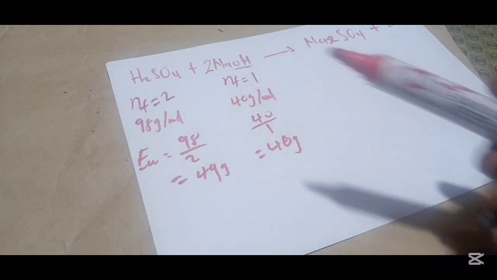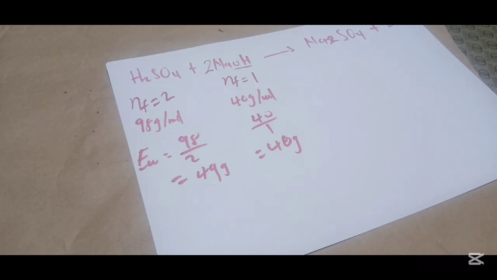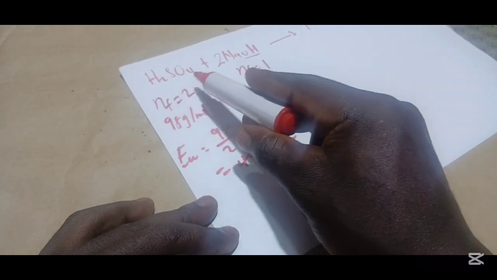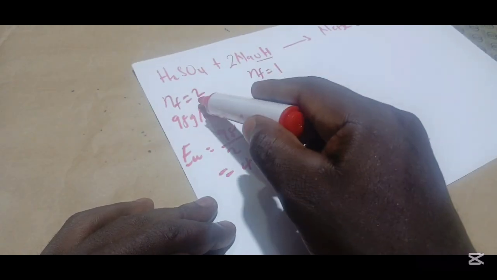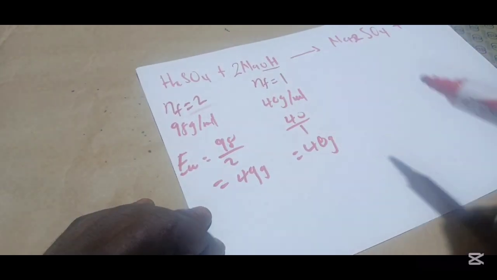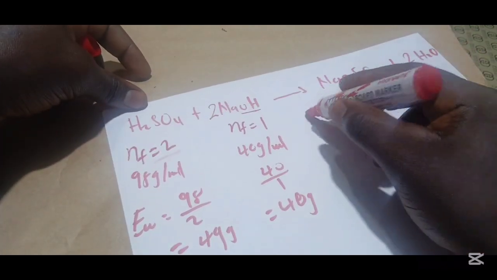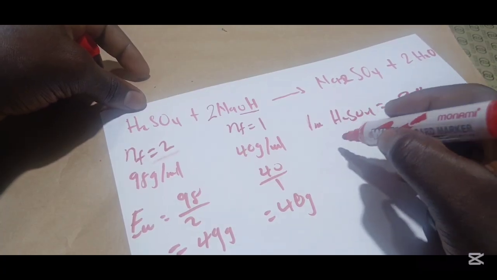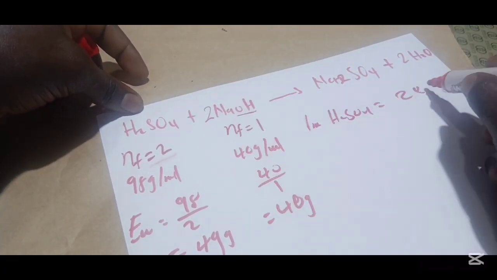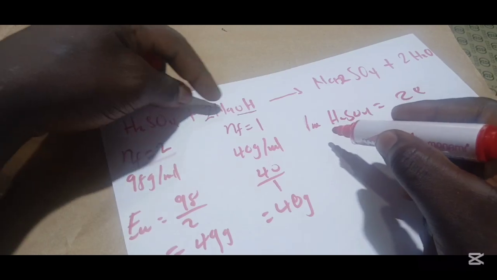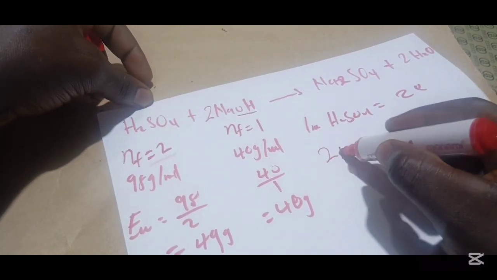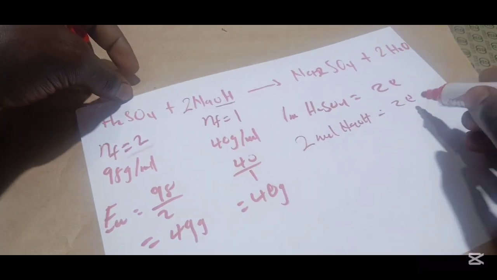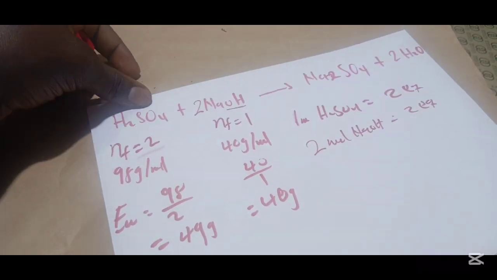But now we have 2 moles of sodium hydroxide here. So to make them equivalent, because we have 2 moles here, we know that a mole of H2SO4 is 2 equivalent. Let me write this down. A mole of H2SO4 equals 2 equivalent. And then how do we get 2 equivalent of sodium hydroxide? We need 2 moles of sodium hydroxide to give us 2 equivalent of sodium hydroxide, before they can be equal.